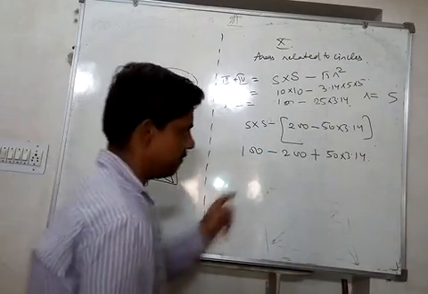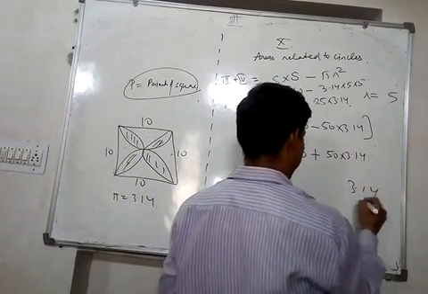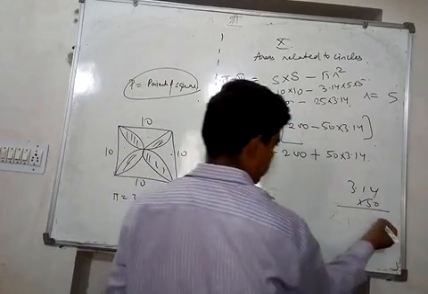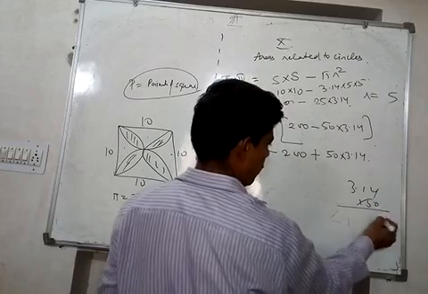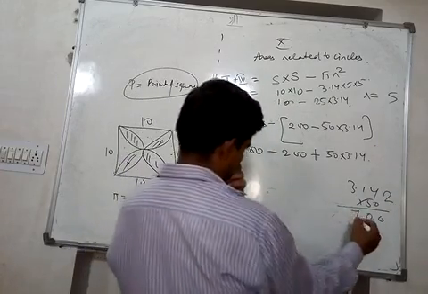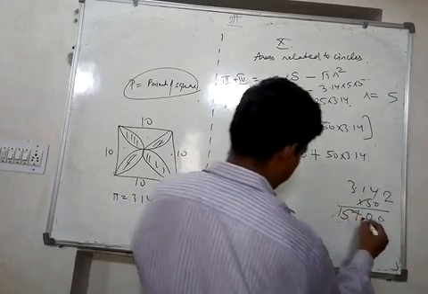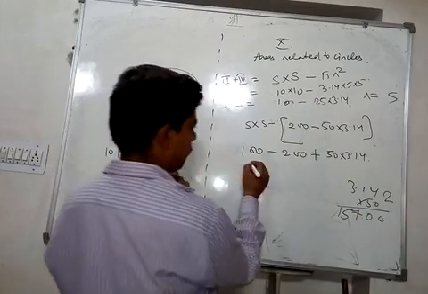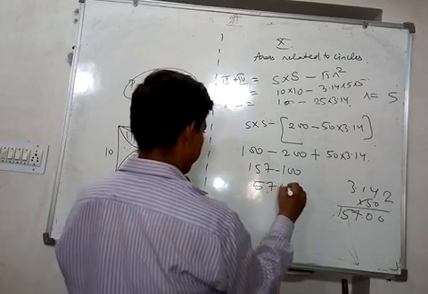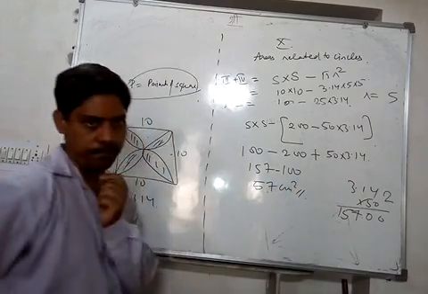So if you multiply 3.14 by 50, you will get what? You will get 0. Okay. 5 4 is 20, and 2 7 15. Okay. 157. So this is 157 minus 100, that is 57 centimeter square.